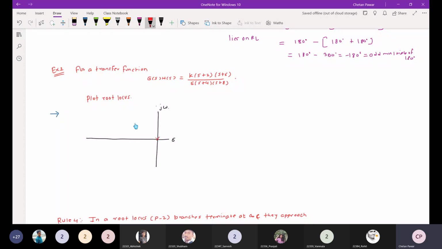One pole exists at the origin, then one zero at -2, then one pole at -4, one zero at -6, and then one pole at -8. Okay, so you can draw this root locus on graph paper also if you want an accurate root locus. So tell me, can you tell me where the root locus branch exists?